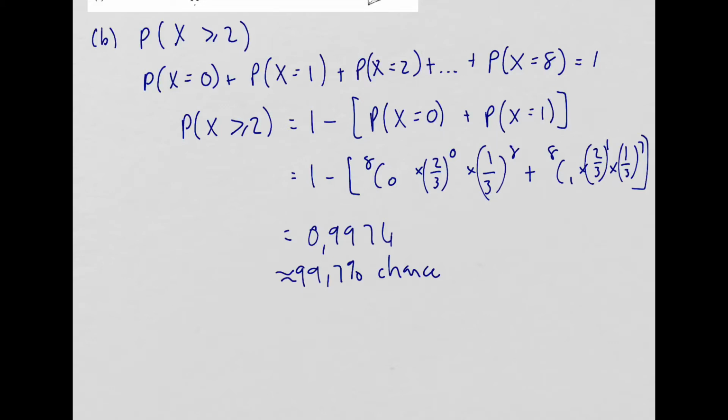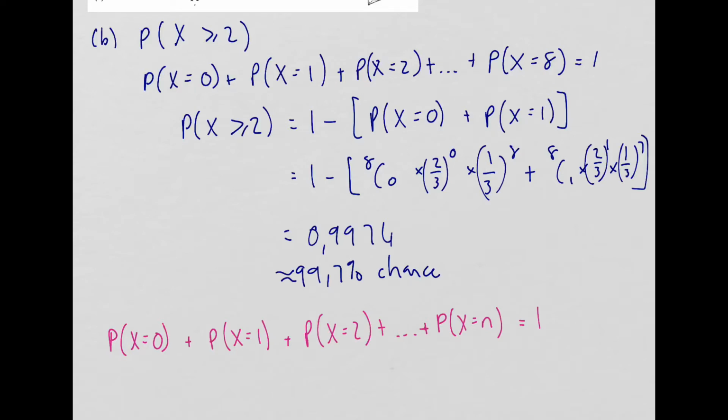So an important idea that comes out of this example is that the probability that x equals 0 plus the probability that x is 1 plus the probability that x is 2 plus however many probabilities we have, up to n trials or whatever it is, will always equal 1. All the probabilities must add up to 1. Remember, it's binomial distribution. All the probabilities must add up to 1.